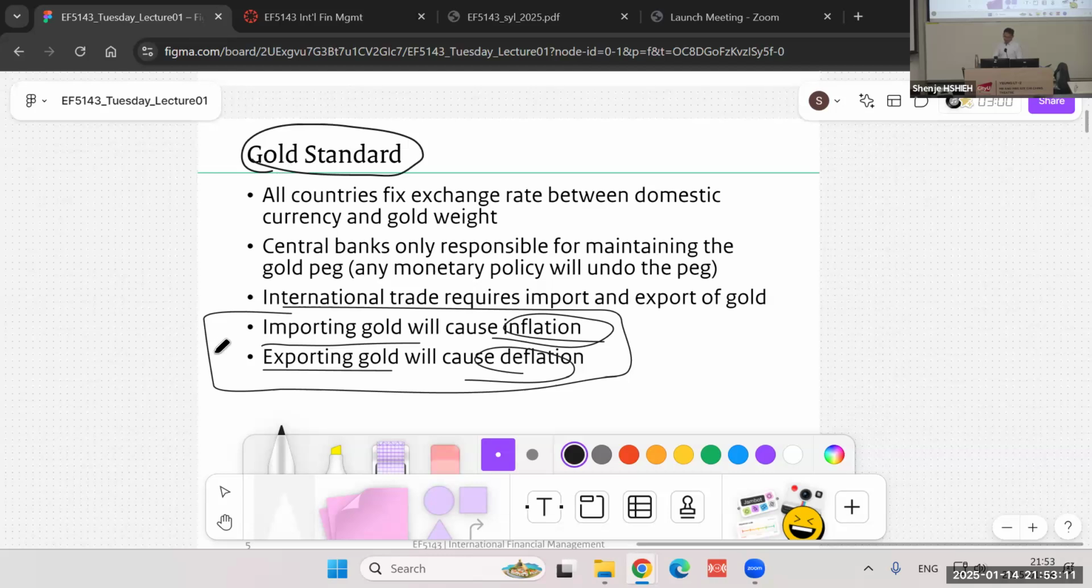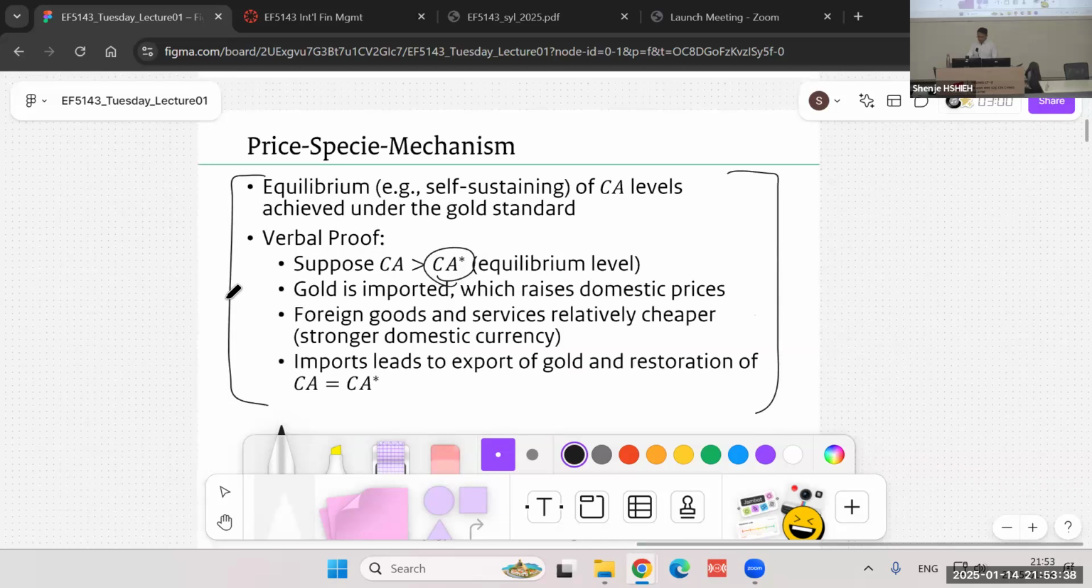Okay. But the key mechanism at play under the gold standard is that imports of gold are going to cause inflation, and exports of gold are going to cause deflation. Right. Given inflation and deflation, under the price specie flow mechanism, that's going to incentivize countries to substitute away from more expensive goods towards cheaper goods. Right. That's the mechanism at play. So I kind of explained this already.